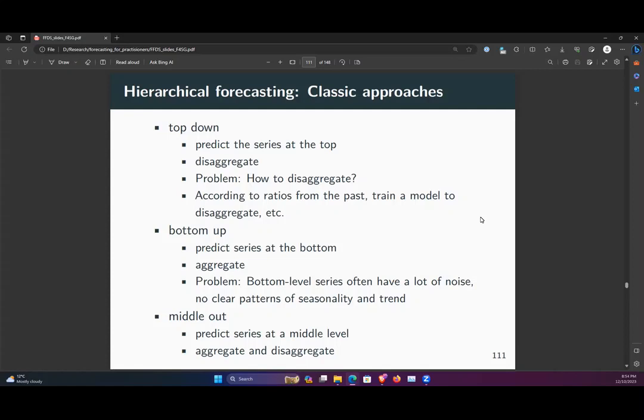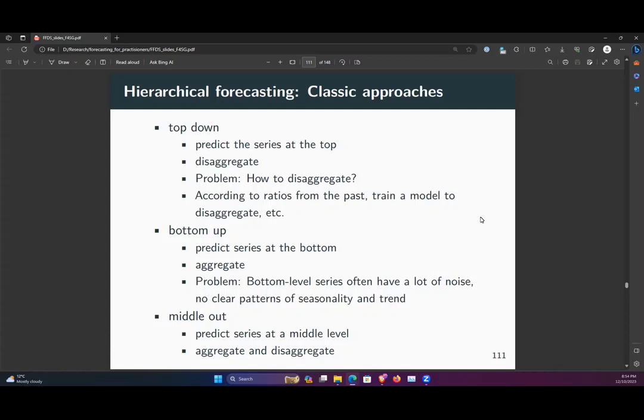But the problem is the bottom level series are usually intermittent or noisy. They don't have proper seasonalities or trends that you have in the bottom level. Imagine retail scenarios, right? You have different products, and most products don't get sold at every particular store. So you have a lot of intermittent sales at the individual store level, but when you aggregate them up, you get a better seasonality and trend at a national level or regional level.